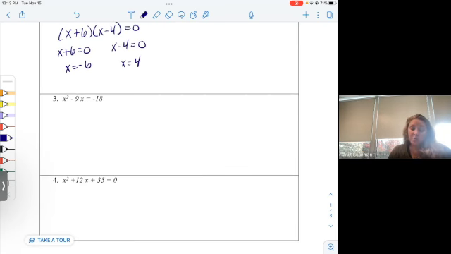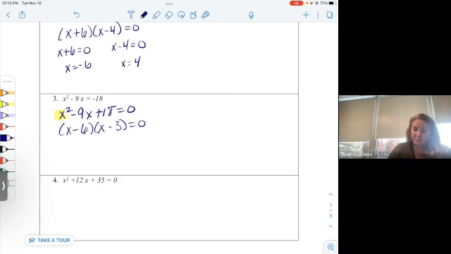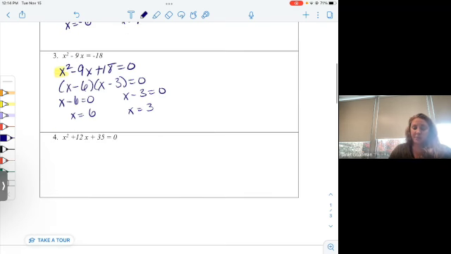All right, I notice when I'm looking at number 3, if I'm solving a quadratic, I need a 0 on one side to do the zero product property. So I need to move that 18 over. Now, lead coefficient is still 1. So I'm looking for two numbers that give me a product of 18, but a sum of -9. So that's a -6 and a -3. So x is a +6, x is a +3.